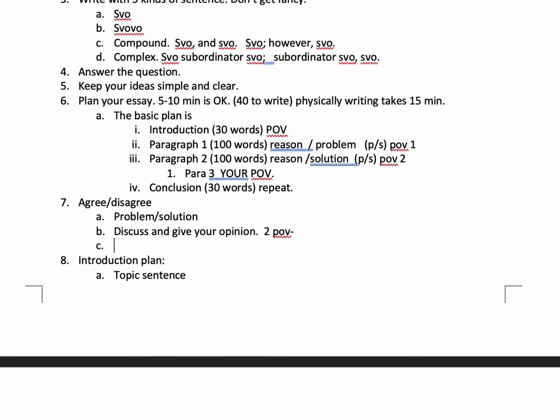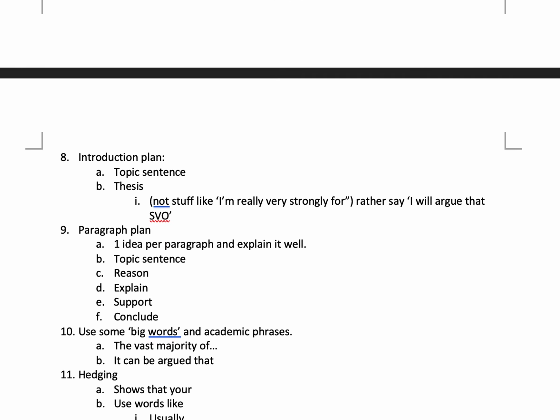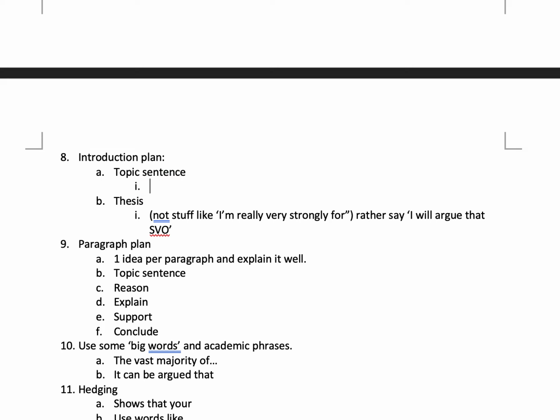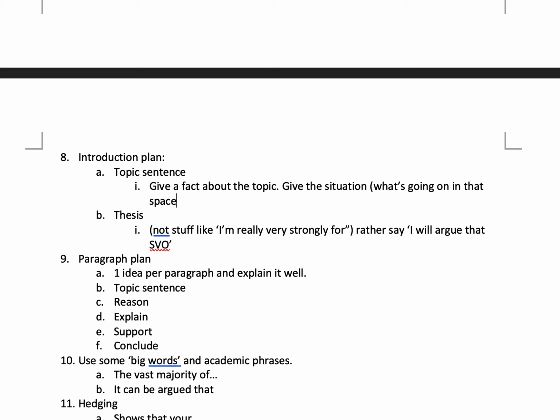Where else should we go? Let's go to the introduction. Very simple: a topic sentence and a thesis. Topic sentence is give a fact about the topic or give the situation, like what's going on in that space. So you want to say something about it. For example, if we're talking about fast food, many people eat fast food. That's a very basic example. If we're talking about health, many people do not exercise. That's what's going on.